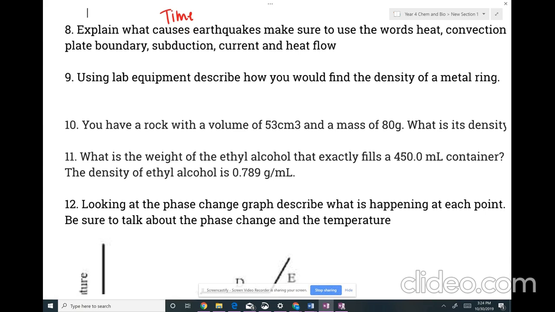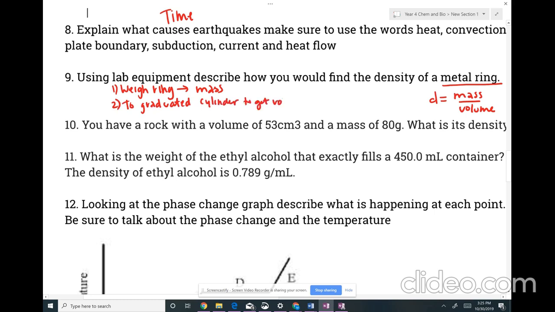Okay, so density of a metal ring. This relates to our lab. Density is equal to mass over volume. We can weigh out our ring, so our first step is to weigh the ring and get our mass. The tricky part is to use a graduated cylinder to get our volume.